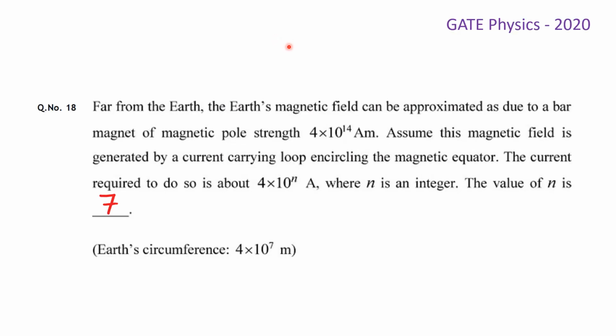We solved this problem using two different methods, and from the solution we found that the current required to do so is about 4 into 10 to the power 7 ampere, where n is the integer. So our n value is 7 for this question.